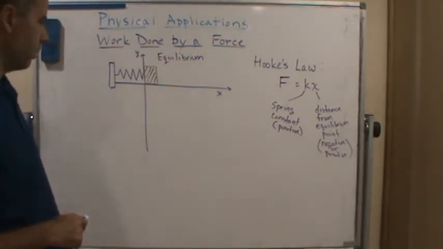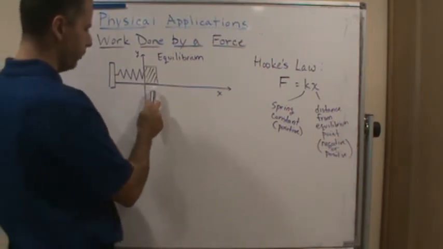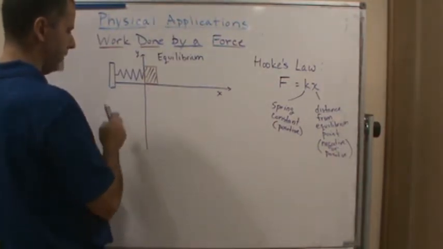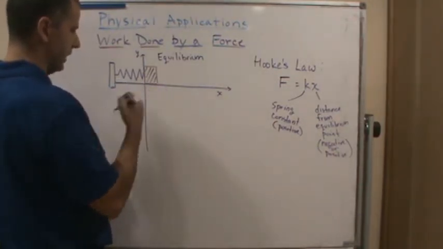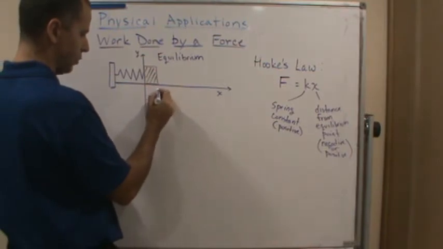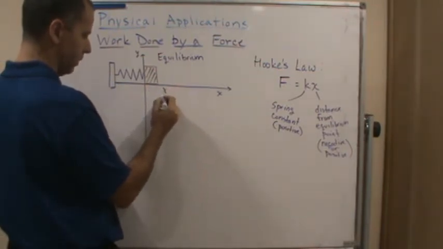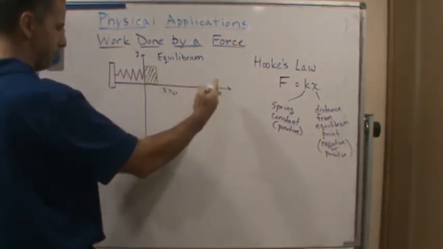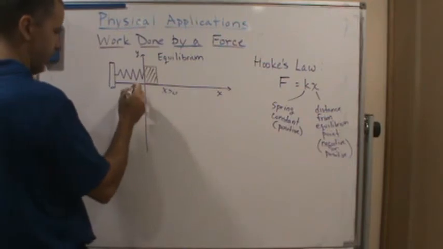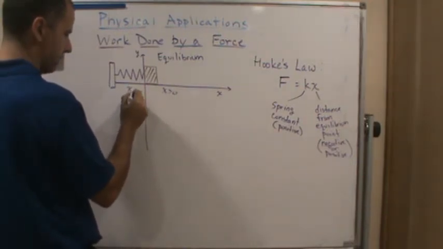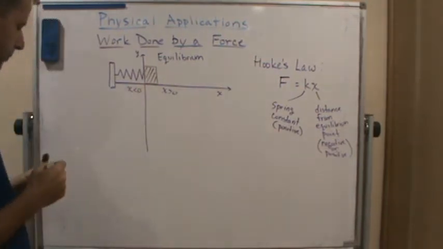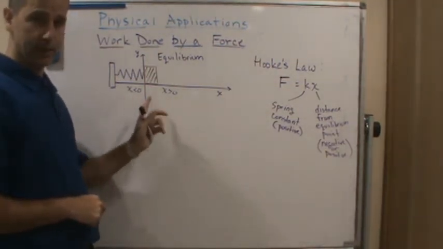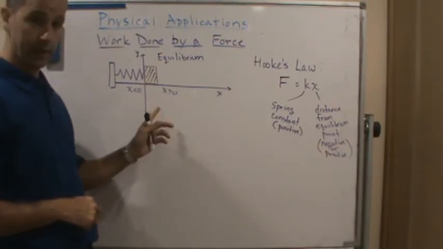So, if we move the block, if we pull the block this way, then the spring is going to get stretched, and the distance here is going to be x, right, which is going to be greater than 0. If we compress the spring by applying a force, then we're going to have x be less than 0. And so the position could be negative or positive depending on the force, the direction of the force.